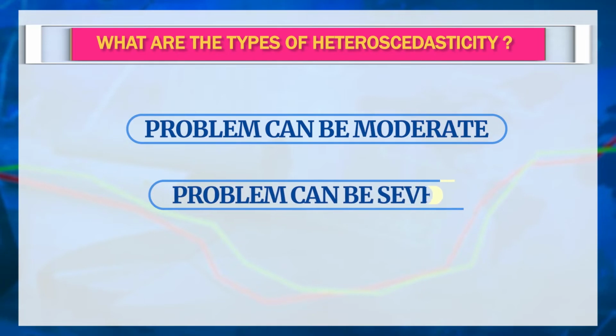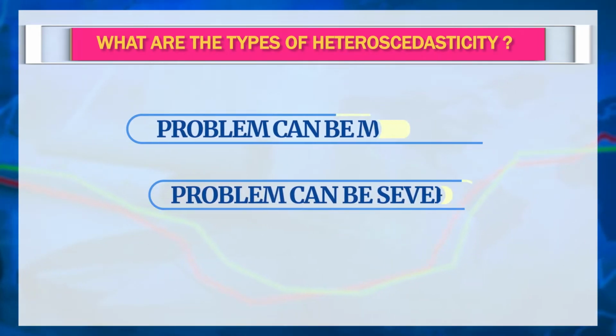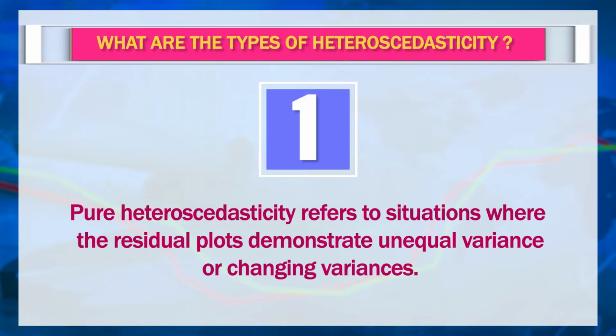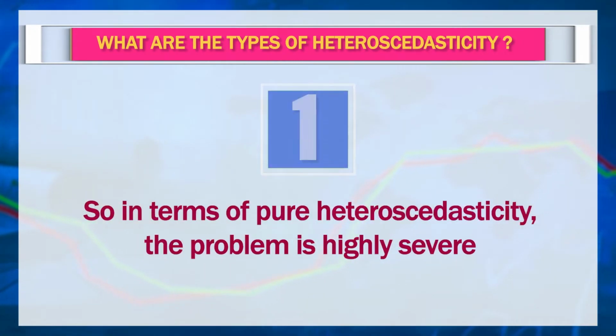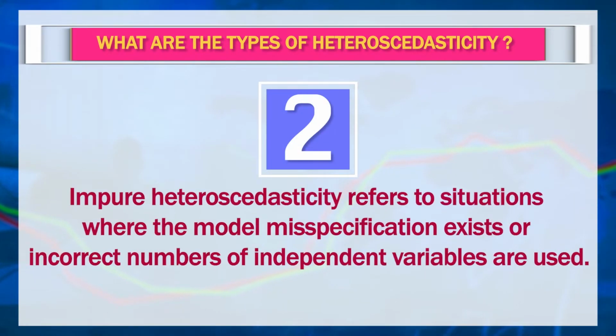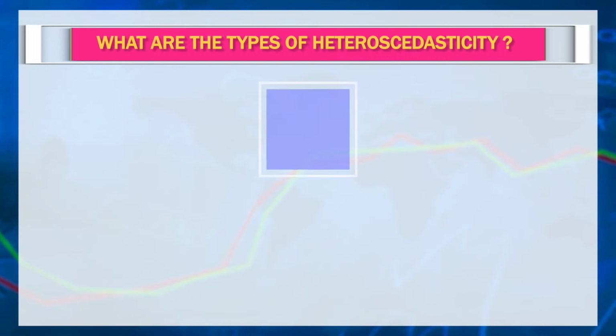This actually refers to the concept of heteroscedasticity, and based on the concept we can identify the types of heteroscedasticity, because the problem can be moderate or the problem can be severe. If we refer to pure heteroscedasticity, then absolutely the variances are changing and thereby the pattern is being observed. Either the variance is increasing with the number of observations, an increasing trend, or the variance is decreasing with the number of observations, a declining trend. So in terms of pure heteroscedasticity, the problem is highly severe. But if it is impure heteroscedasticity, then it can be due to a model specification error, because some other variables might be included, or there might be a problem of the incorrect number of independent variables that can be sorted out and the problem can be rectified.